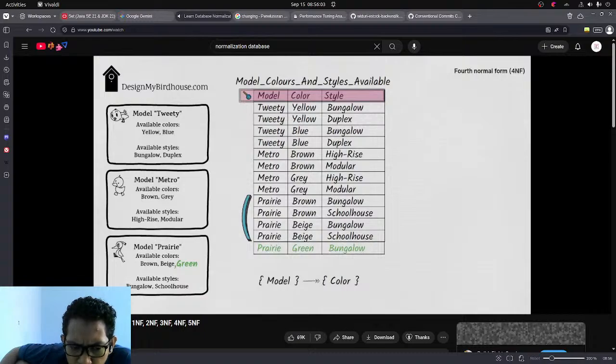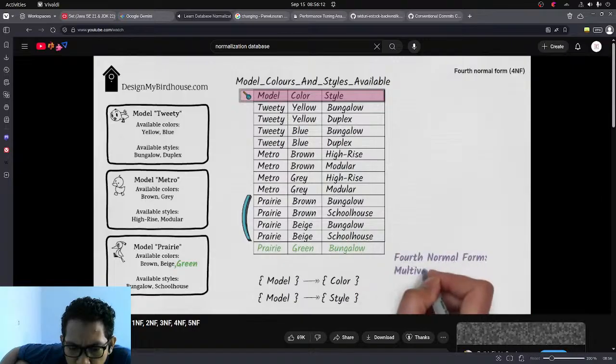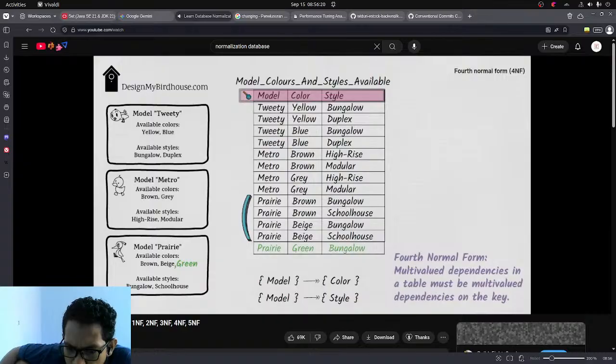And it's equally true that each model has a specific set of available styles. What fourth normal form says is that the only kinds of multi-valued dependency we're allowed to have in a table are multi-valued dependencies on the key. Model is not the key, so the table of model colors and styles available is not in fourth normal form. As always, the fix is to split things out into multiple tables.